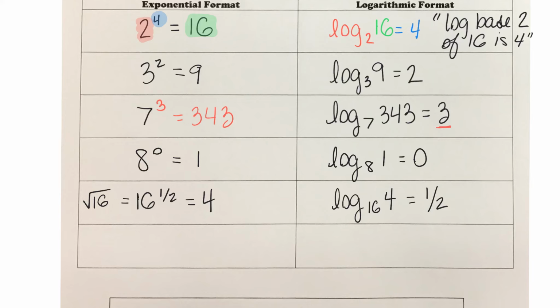One other that looks a little bit funny. What about negative exponents? What if we have 5 to the negative 2? Well, 5 to the negative 2 is the same as 1 over 25. Put that in log format. Log base 5 of 1/25 equals negative 2.